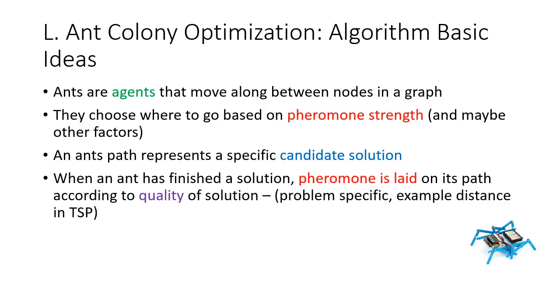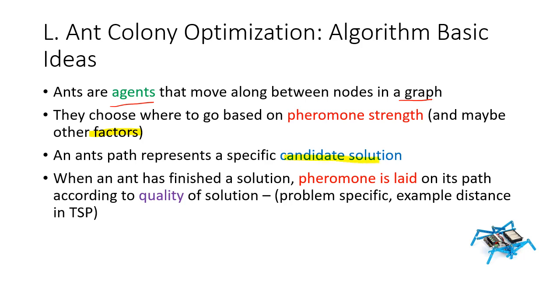Okay, now let's discuss how exactly the concept of stigmergy and ant colony is used in AI. So the basic idea of this algorithm is ants are agents and they move between nodes in a graph. These agents will choose where to go based on the pheromone strength and perhaps some other factors. An ant's path, once it has finished circulating, represents a specific candidate solution.